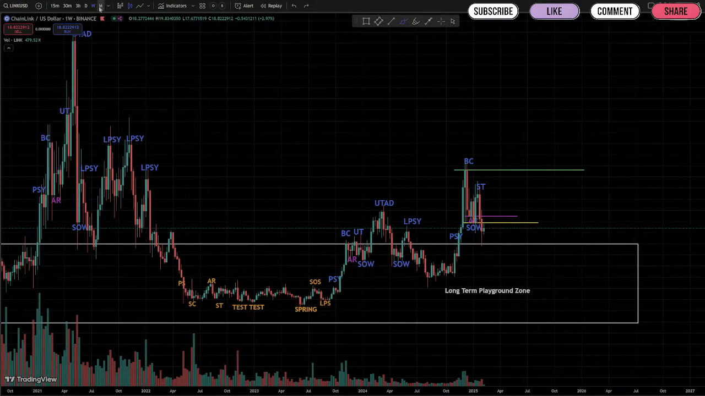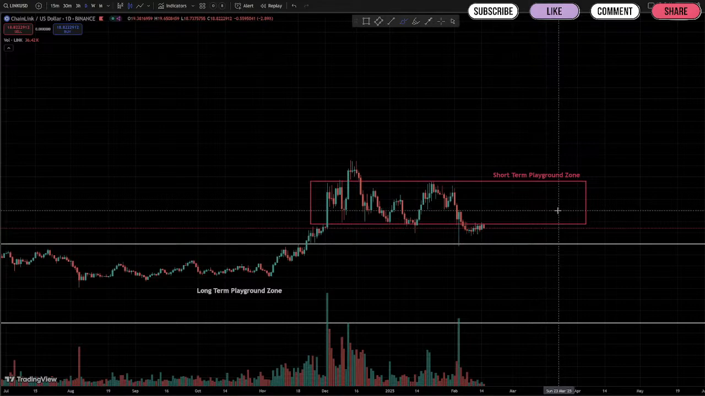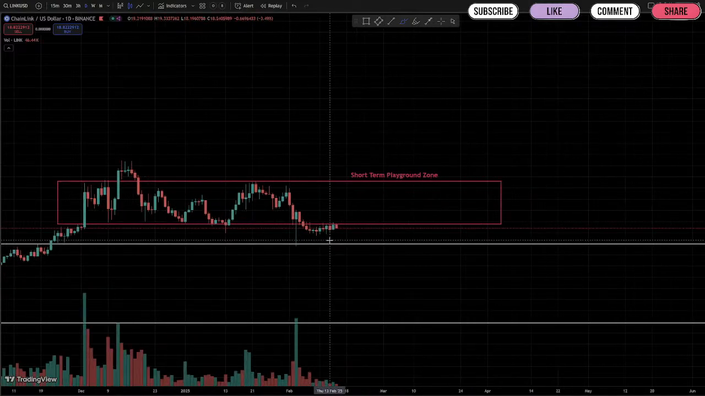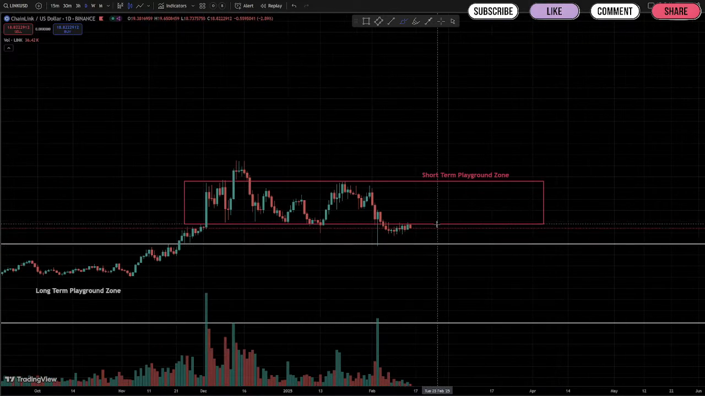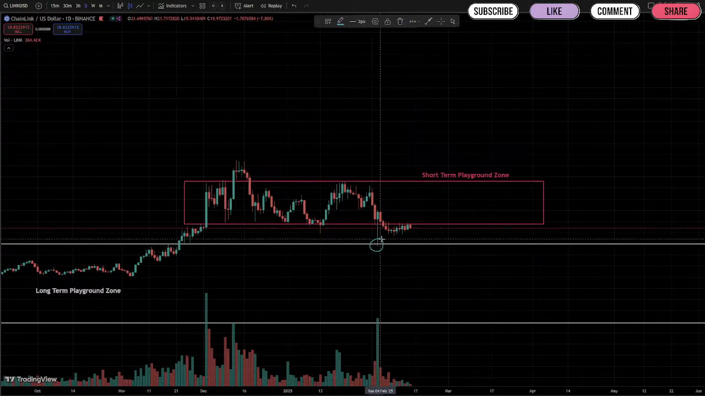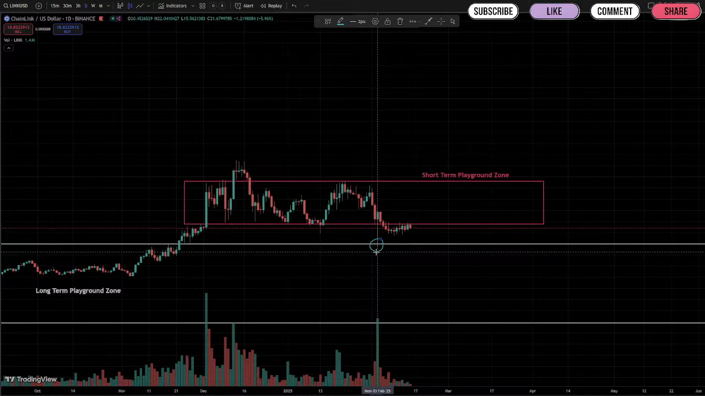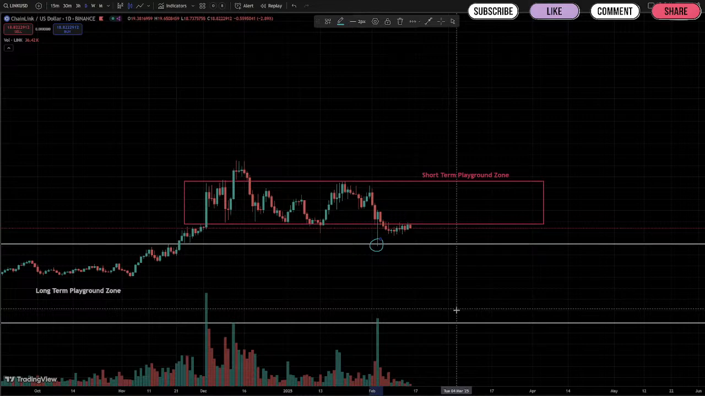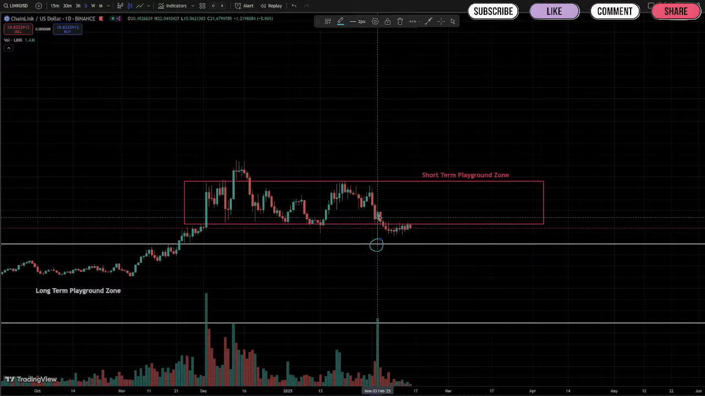So let's get to the daily chart. Right now the price is trading between the bottom of the short-term playground zone and the top of the long-term playground zone. So if we look at here, the first time we got in, it hit or poked through the top line of the long-term playground zone, and people are saying, okay, it's too early to return home. So it shot back to the short-term playground zone.